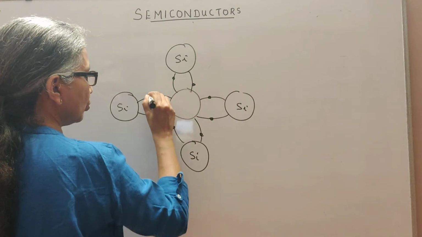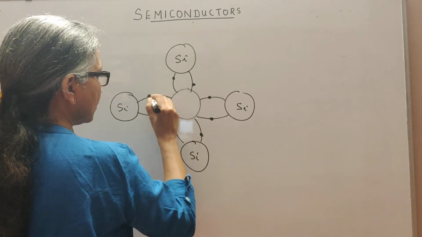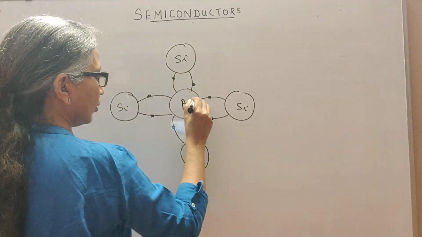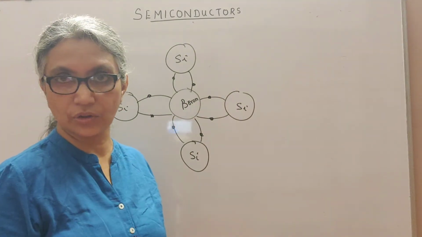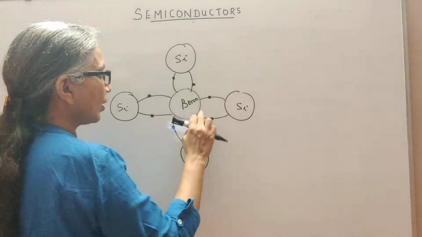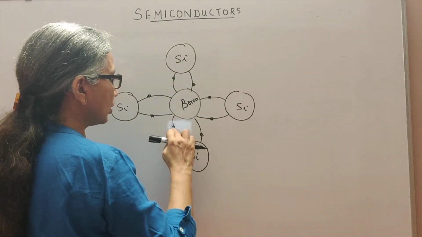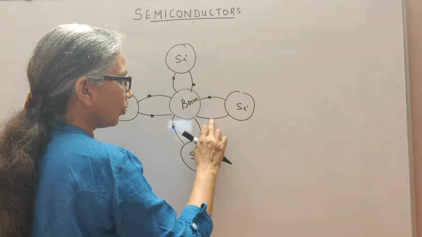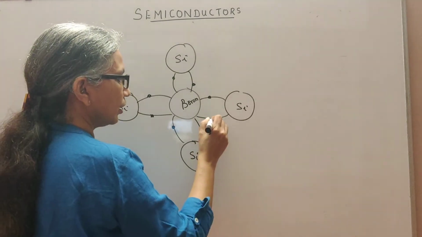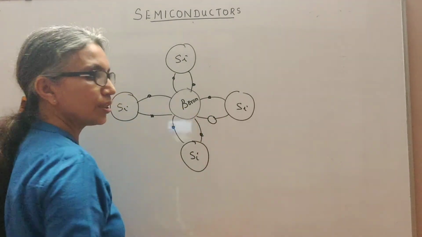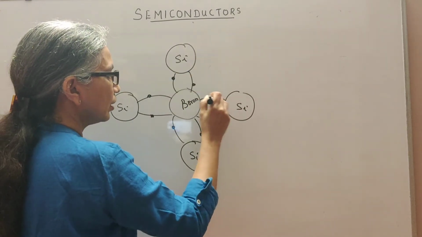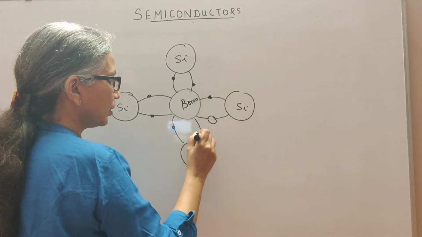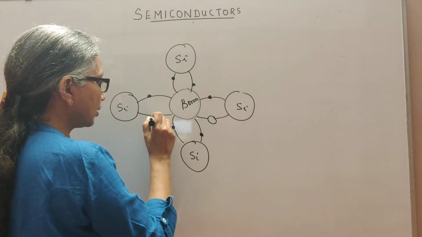Now suppose you dope it with a trivalent impurity like boron. Boron is trivalent, which means it has only 3 valence electrons. So instead of having 1, 2, 3, 4, it will already have a vacancy. This electron is contributed by silicon, this silicon has contributed this one, this silicon has contributed this one.